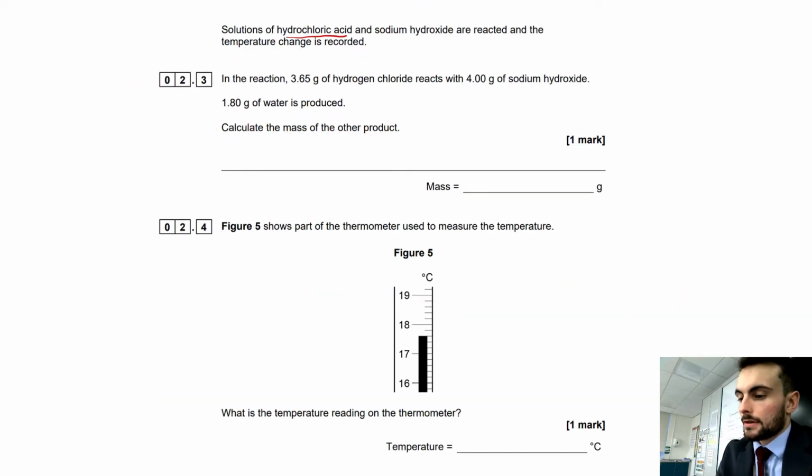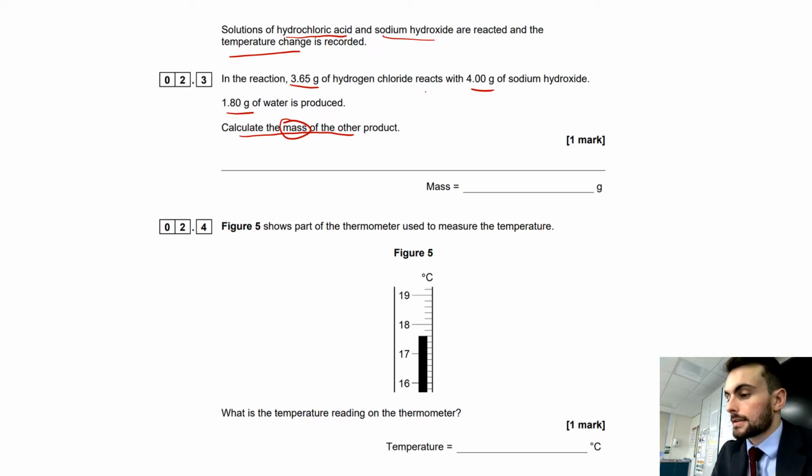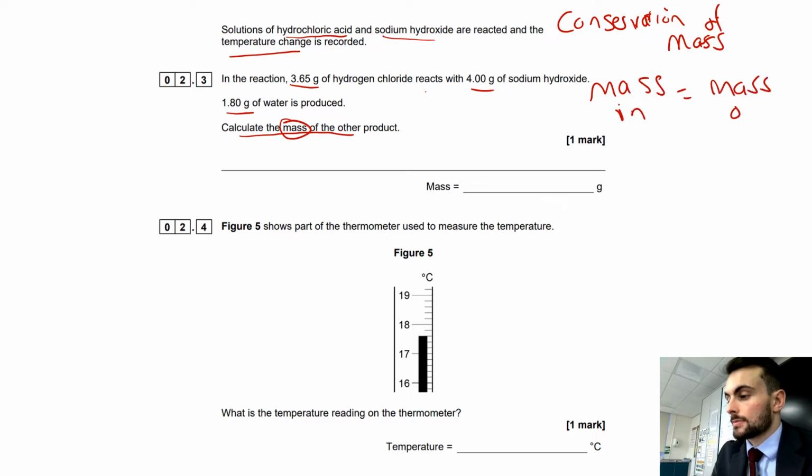Solutions of hydrochloric acid and sodium hydroxide are reacted and the temperature change is recorded. In the reaction, we've got a mass of hydrogen chloride and a mass of sodium hydroxide reacting to make 1.8 grams of water, and we are going to calculate the mass of the other product. So first thing, when we're talking about mass and we're given a load of masses, we are thinking about conservation of mass, which simply put means the mass going in must equal the mass that comes out.